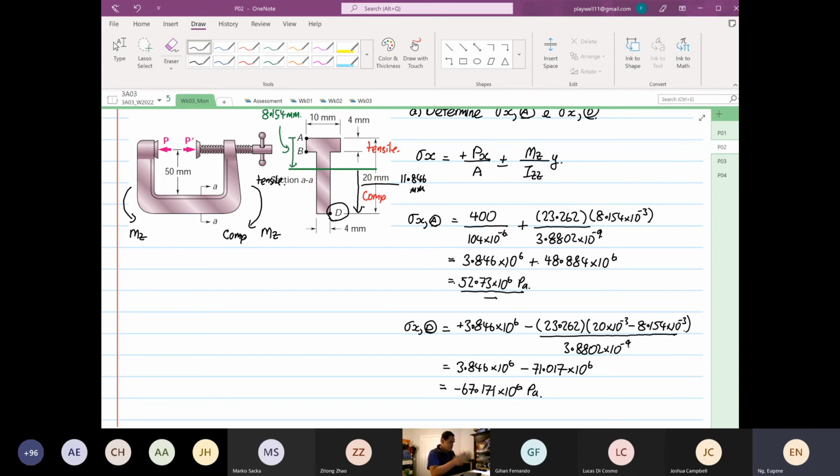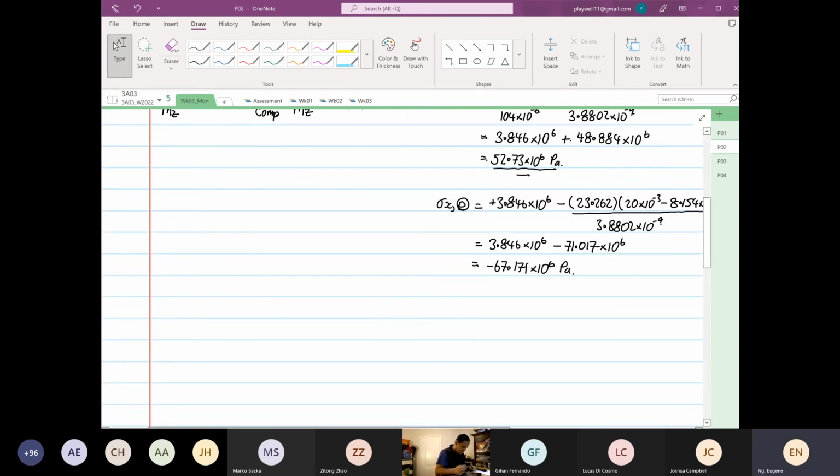So at a certain position, at your neutral axis, the stresses will be equal to 0. But because this is eccentric loading, the neutral axis position is not the same as the centroid. So we're going to find the shift. We're going to find the position of the neutral axis.